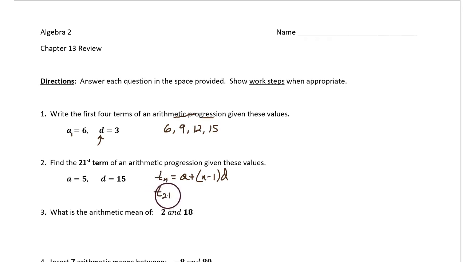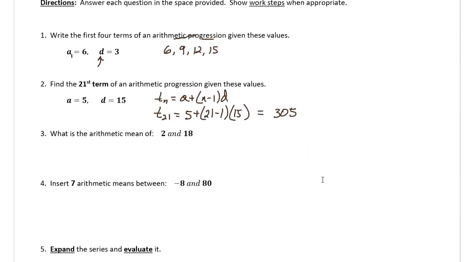These symbols mean the 21st term. The letter A is 5, the letter N is 21, and the letter D is 15. Then take a calculator to evaluate that. And the answer is 305.